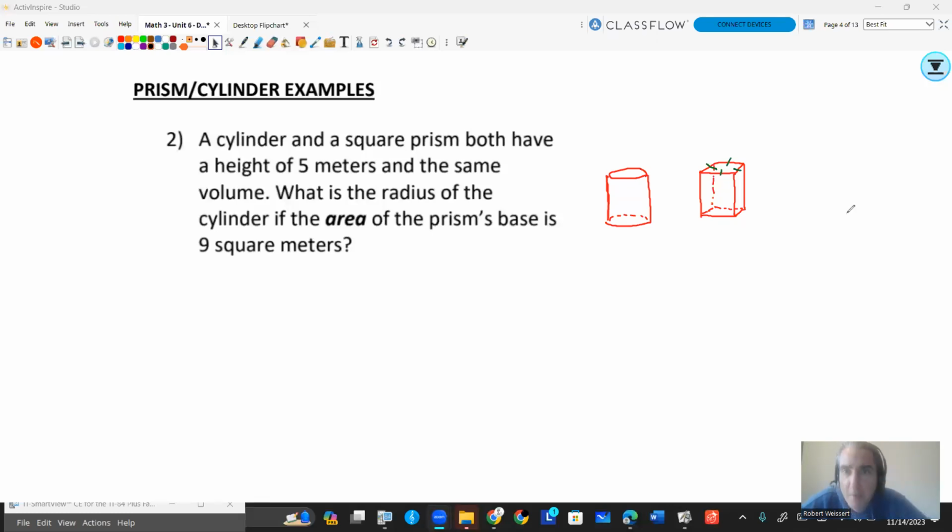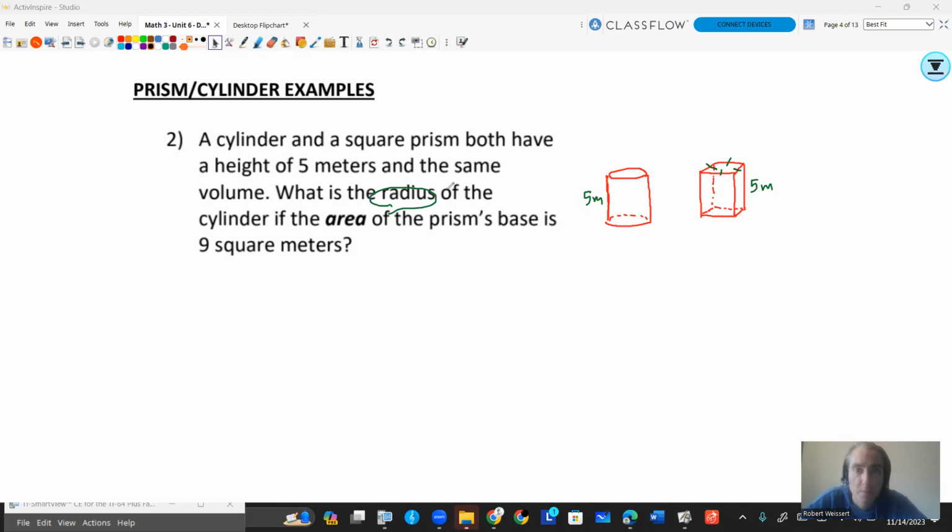All right, forgive my drawings there, they're a little crude. The question says they both have a height of 5 meters, so I'm going to write 5 meters along the side for that, and this height as well. It says, what is the radius of the cylinder if the area of the prism's base is 9 square meters? So let's see what I want.